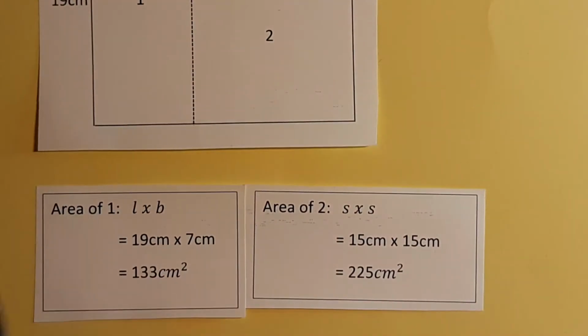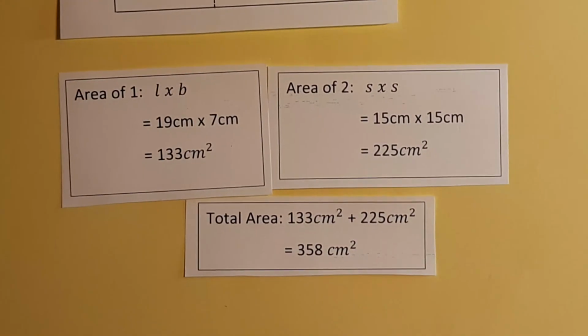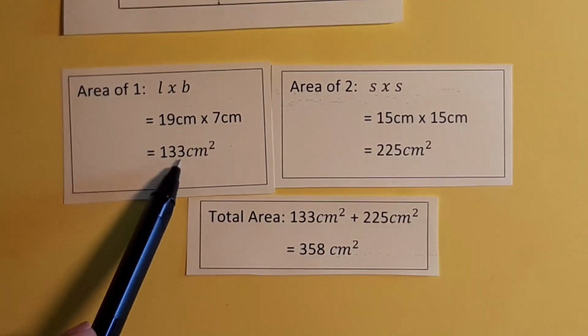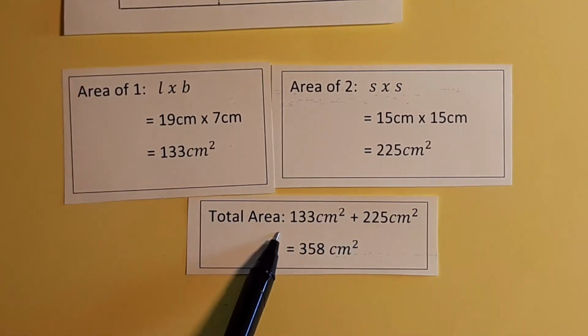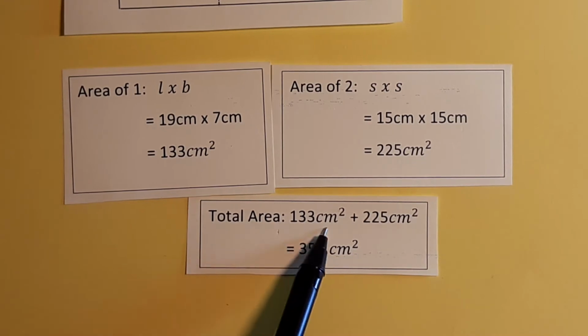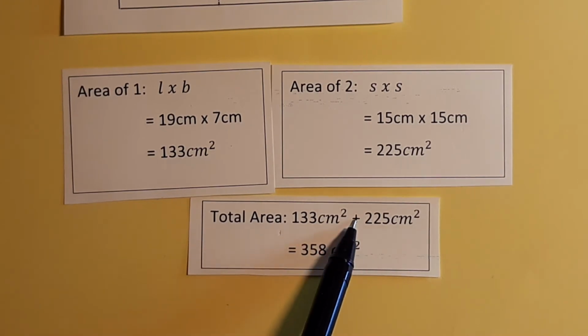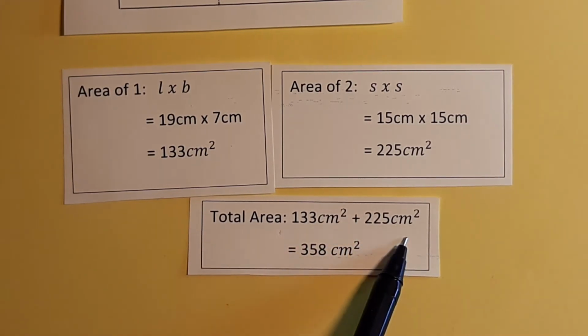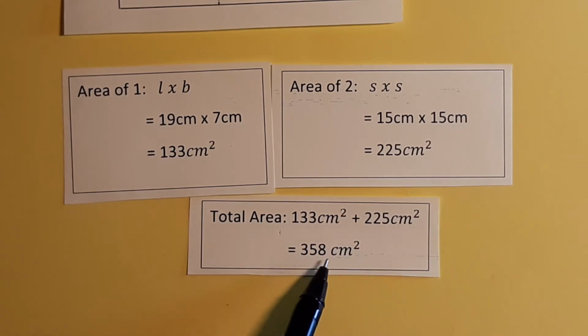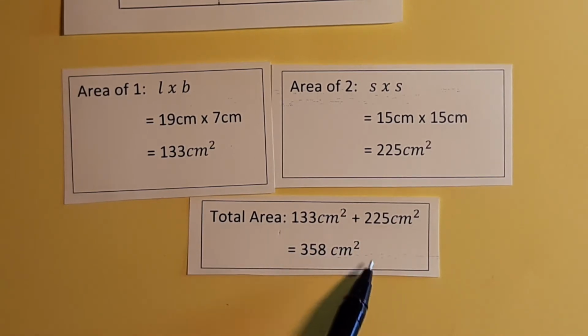Now you have to find the total. So your third step is adding those two. So the total area is 133 centimeters squared plus 225 centimeters squared, and that is 358 centimeters squared.